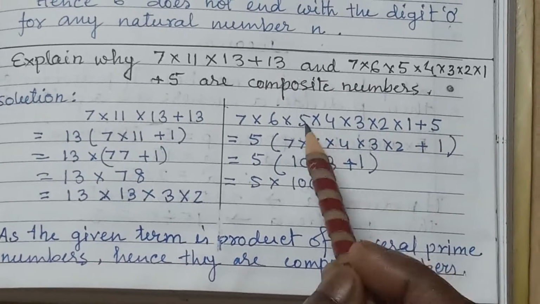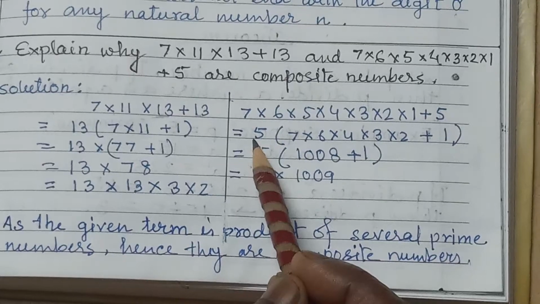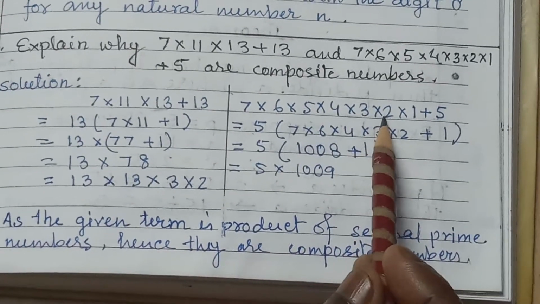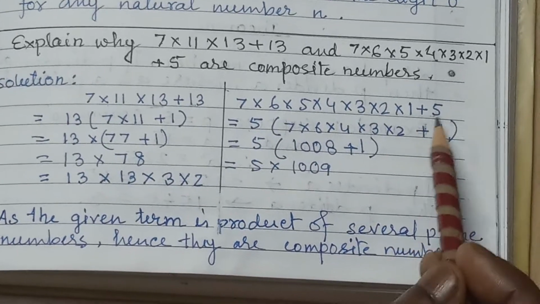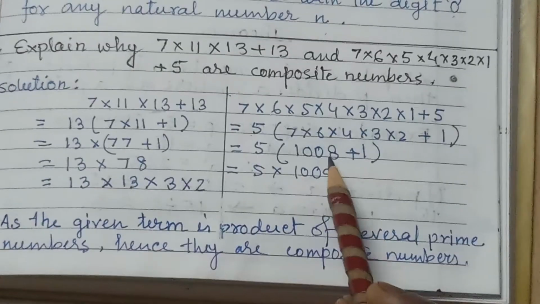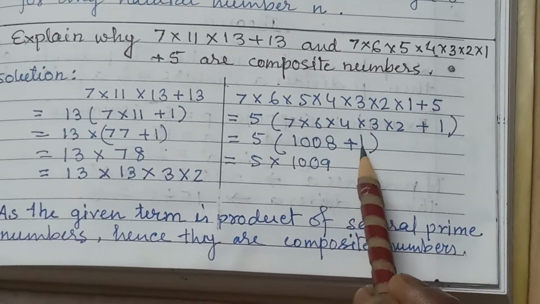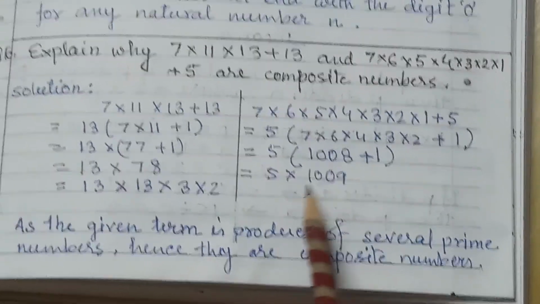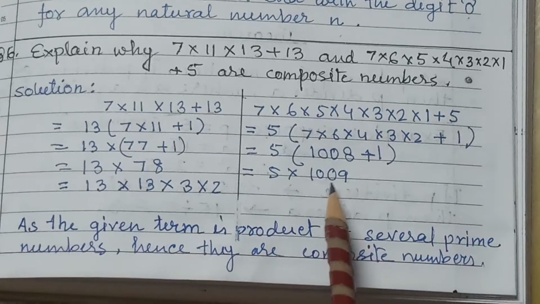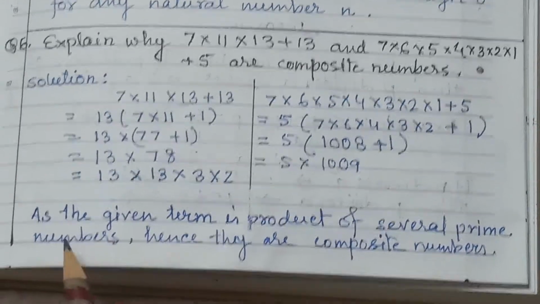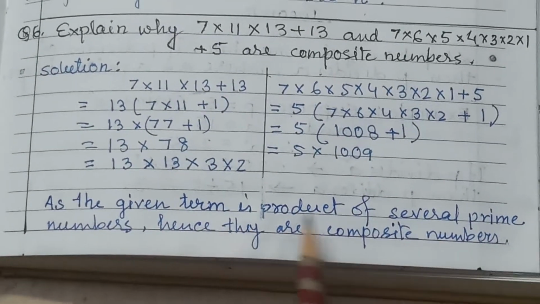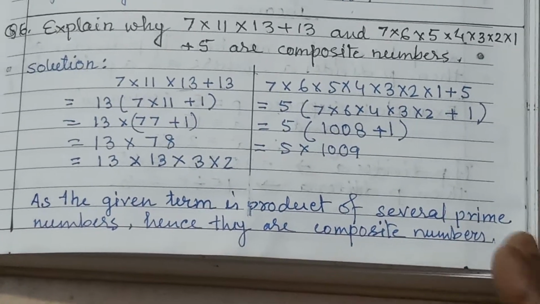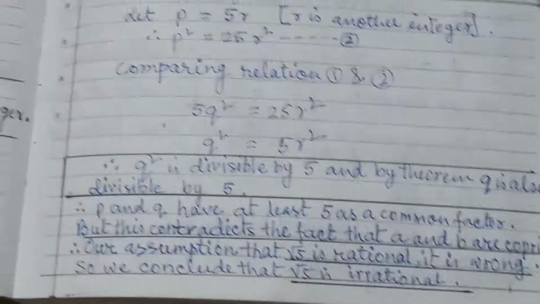Similarly here we can take 5 as a common factor, then 7 into 6 into 4 into 3 into 2. This plus 1 is 1008 plus 1, which is 1009. Both are composite, the product of primes, so it is also a composite number. So as the given term is a product of several prime numbers, hence they are composite numbers.